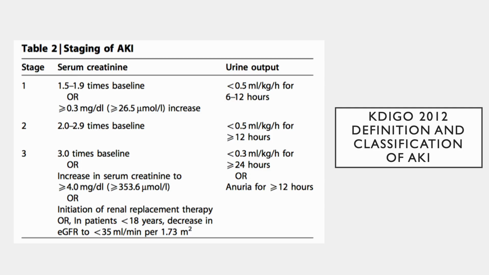So this is the 2012 KDIGO definition and classification of AKI, and this is based on the creatinine level as well as urine output parameters that are summarized in this table.